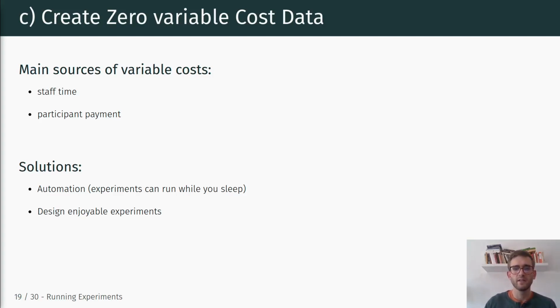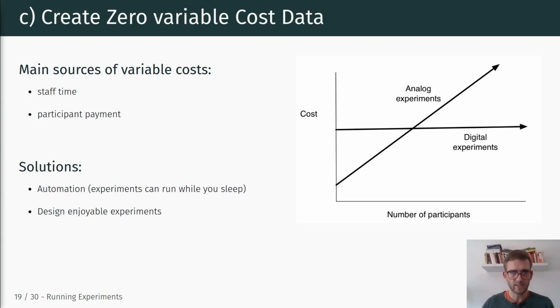And so these are cost factors that ultimately increase as you increase the scale of the experiment, as you increase the sample size or run the experiment for a longer period of time. If you have high variable costs, then the total cost of your experiment increases more and more, the more respondents you have, the longer you have to run the experiment, right? So the idea behind creating zero variable cost data or zero variable cost experiments are experiments that do not need staff, right?